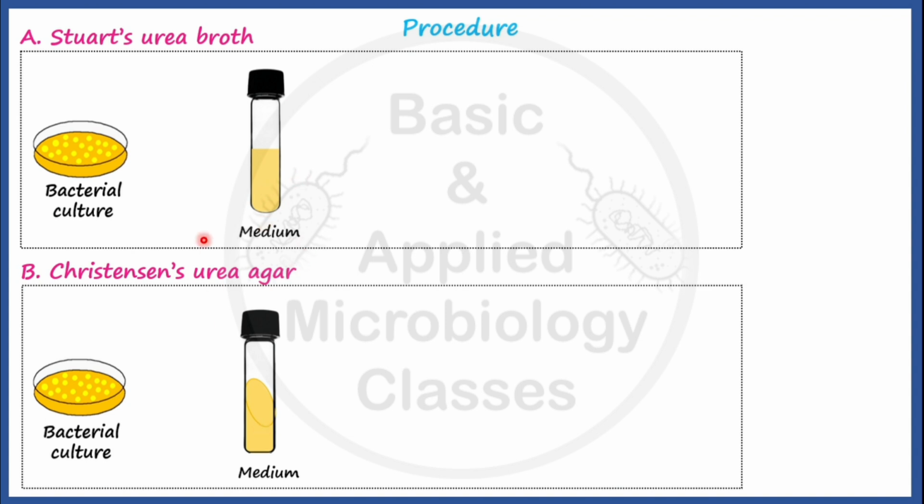Now let's see what the steps are. We take the bacterial culture and inoculate this unknown bacterial culture into the urea broth medium. And here we streak this culture on the slant, in the case of the solid medium.